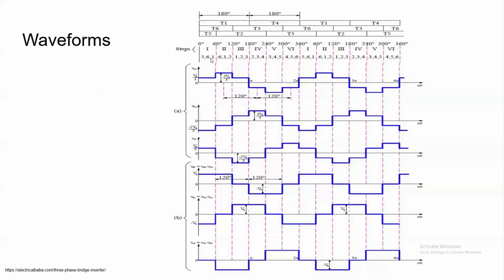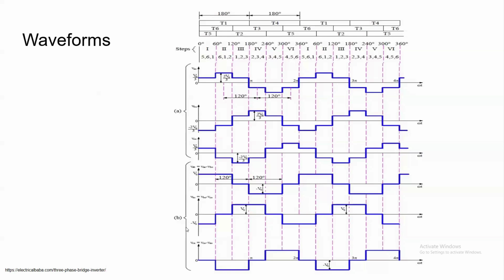So VAO for mode 1 is equal to plus Vs by 3, for mode 2 it is 2 Vs by 3, and for mode 3 it is plus Vs by 3. For mode 4 it is equal to minus Vs by 3, mode 5 it is minus 2 Vs by 3, and for mode 6 it is minus Vs by 3. With this, one cycle is completed. Again, the next cycle will take place. Similarly, we can draw VBO and VCO. These three waveforms are the phase voltages.